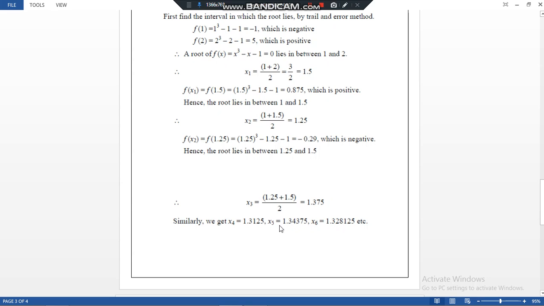If you see these values, they are the same up to only 1 decimal place. So we have to continue this process until we get 2 consecutive values of x identically the same up to 4 or 5 decimal places. So this is the working of the bisection method.